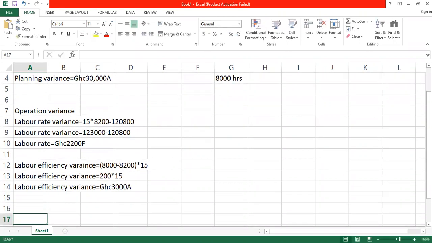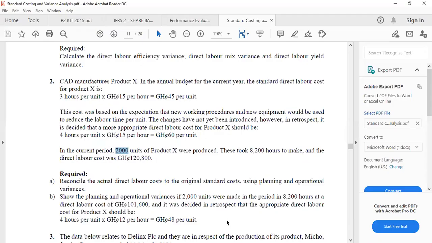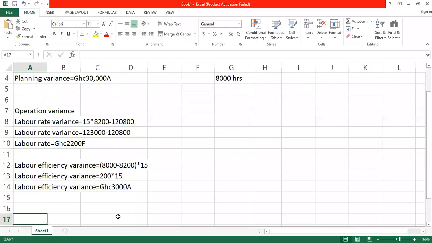What is the question saying? It should reconcile the actual direct labor cost to the original standard cost using planning and operational variances. So what was the original standard cost? The original standard cost was 45 Ghana cedis per unit, isn't it? How many units have we produced? 2,000. So what would be the standard cost for the 2,000 units?